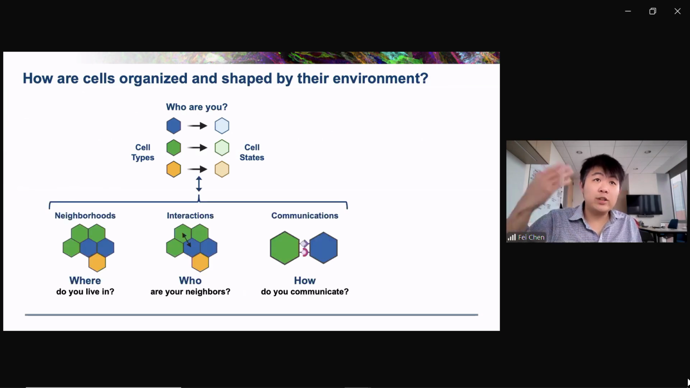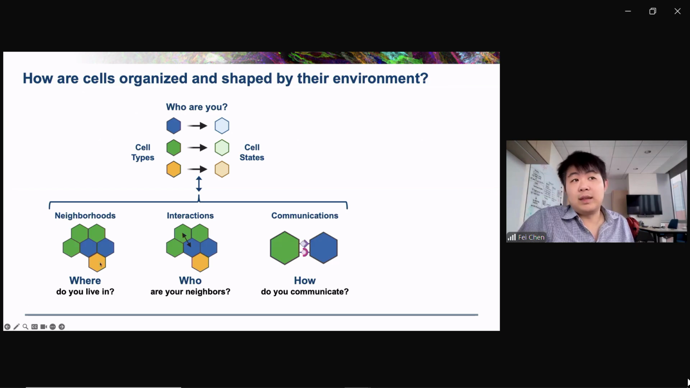And in general, we like to think of it in terms of three questions. I think a lot of people are collecting this sort of data, and it's important to think about what the underlying questions are that you can answer with the data. So the three things are: what are the cell's neighborhoods? Where do you live? What are your interactions with nearby cells? And how do you communicate to those nearby cells through signaling? And then there's one other question: how does that feed back to change a cell state? So given a context, how does that allow you to use different molecular programs?